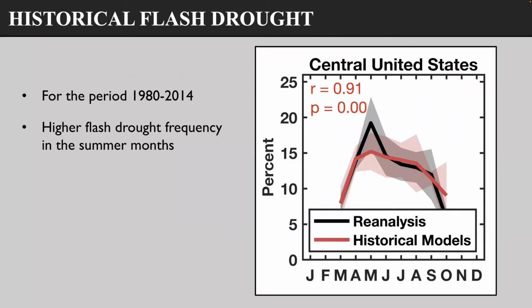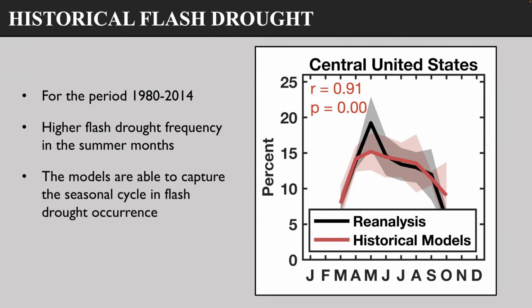This is seen in the black line, the observational data sets. But for the most part, the historical models are able to capture this seasonal cycle as well, showing an increase in flash drought frequency as you move into the middle of the growing season, and it starts to decline as you move towards the end of the growing season.